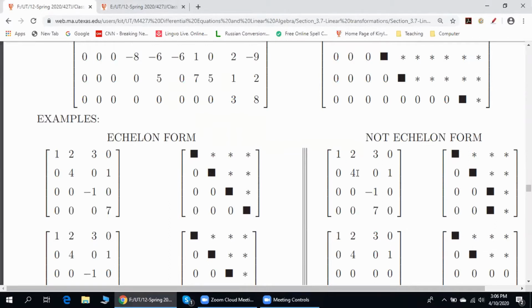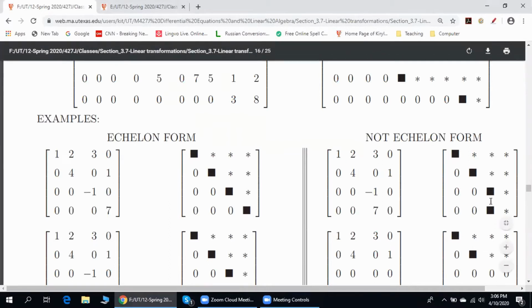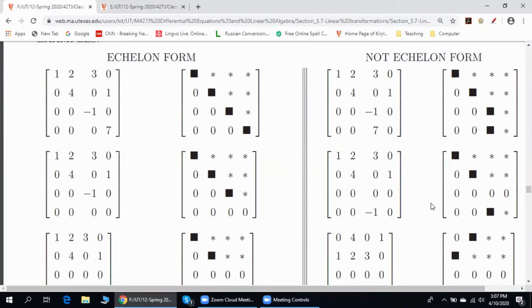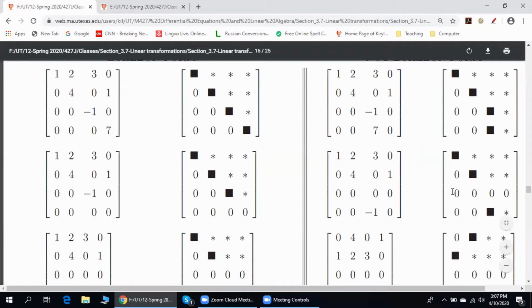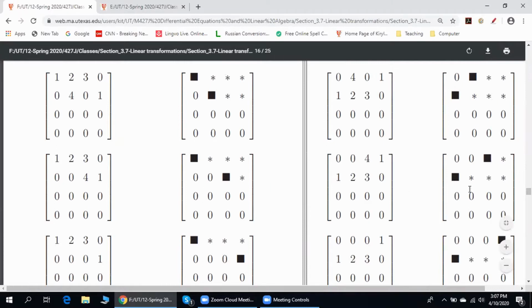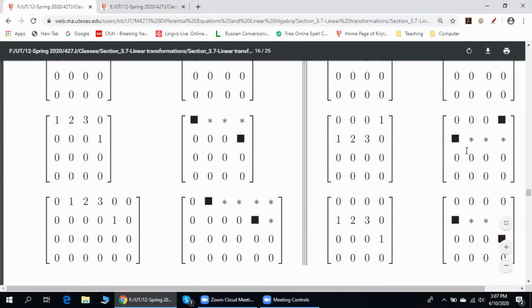This matrix is not in echelon form, because we have 2 black squares in one column. Now, sometimes we have a row that completely consists of zeros, but such a row should be on the very bottom, not somewhere in between. This is not an echelon form. Now, this matrix is again of an echelon form, but if we switch row number 1 and row number 2, the resulting new matrix is not an echelon form. Here, echelon form, not echelon form. Echelon form, not echelon form.